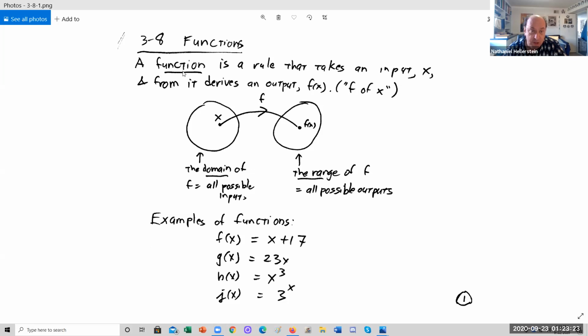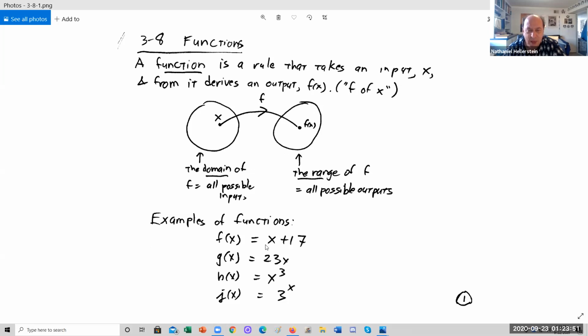A function is a name for a rule which takes an input called x, and from it calculates an output called f of x. So here's a picture of it. You start with x in this set of all possible inputs. f operates on it and yields f of x. The set of possible inputs is called the domain of f. The set of possible outputs is called the range of f.